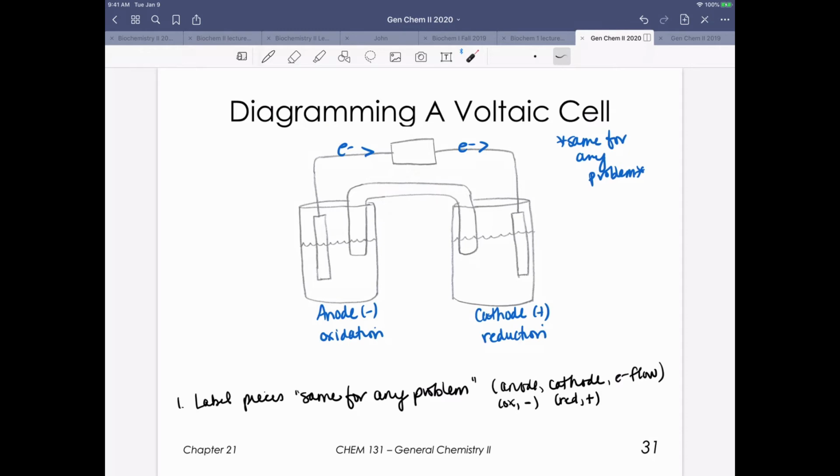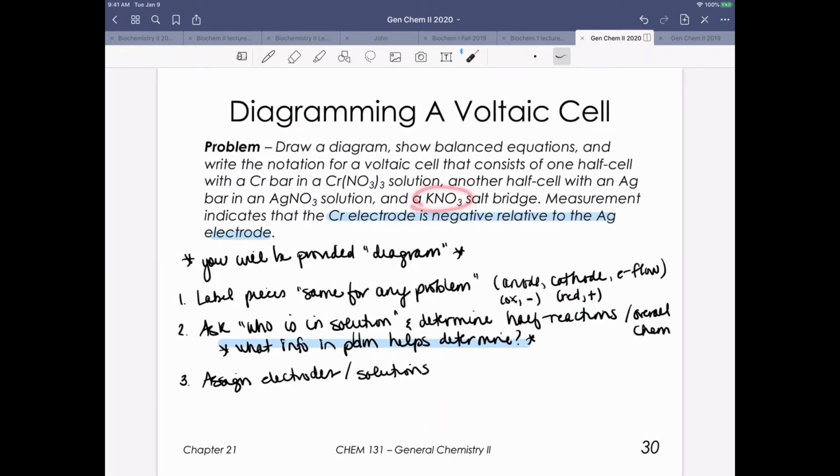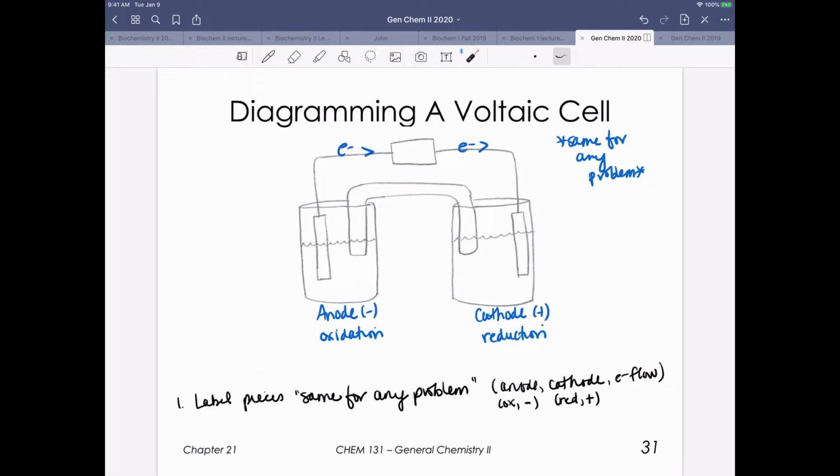And they did tell us the identity of our salt bridge. They said that we've got a potassium nitrate salt bridge. So we'd know in that case that nitrate is going to flow this way, potassium is going to flow that way. There is one other thing that we could add on this before we knew anything about the chemistry going on, but that gets us started here.